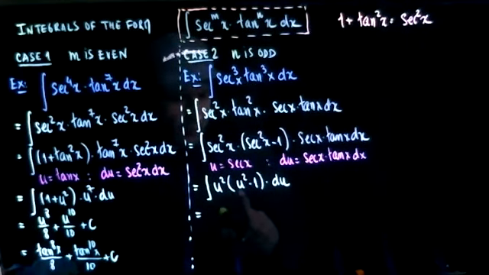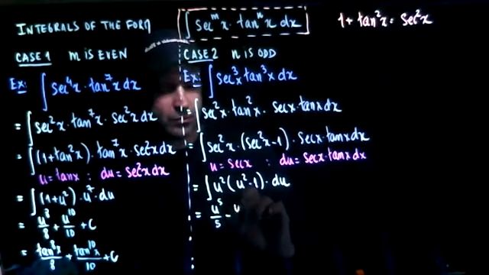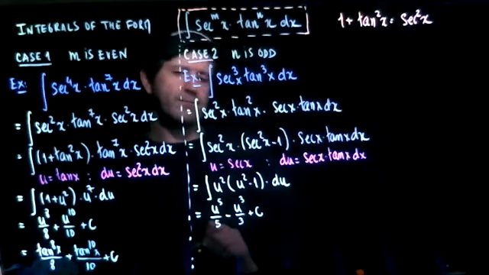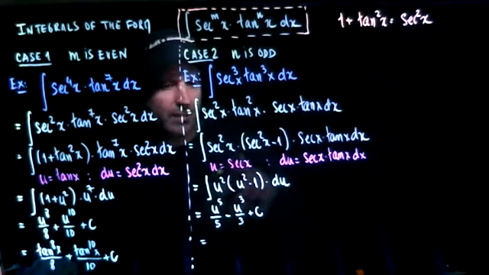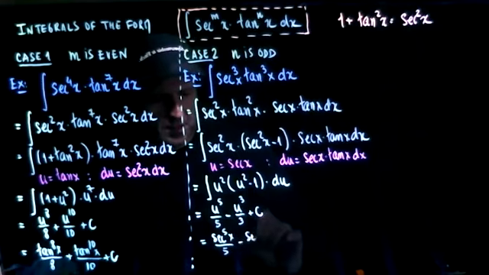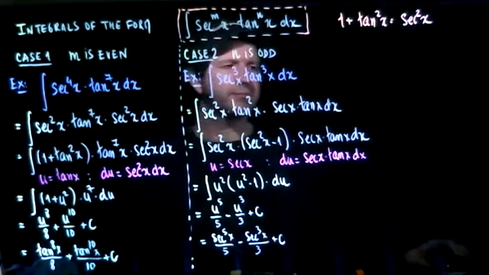So the antiderivative of u4 is u5 over 5, minus u2, whose antiderivative is u3 over 3, plus c. Then I replace the u back by secant, and I'm done. So secant 5x over 5 minus secant 3x over 3 plus c, and that's my answer for the second case. That's how it works.